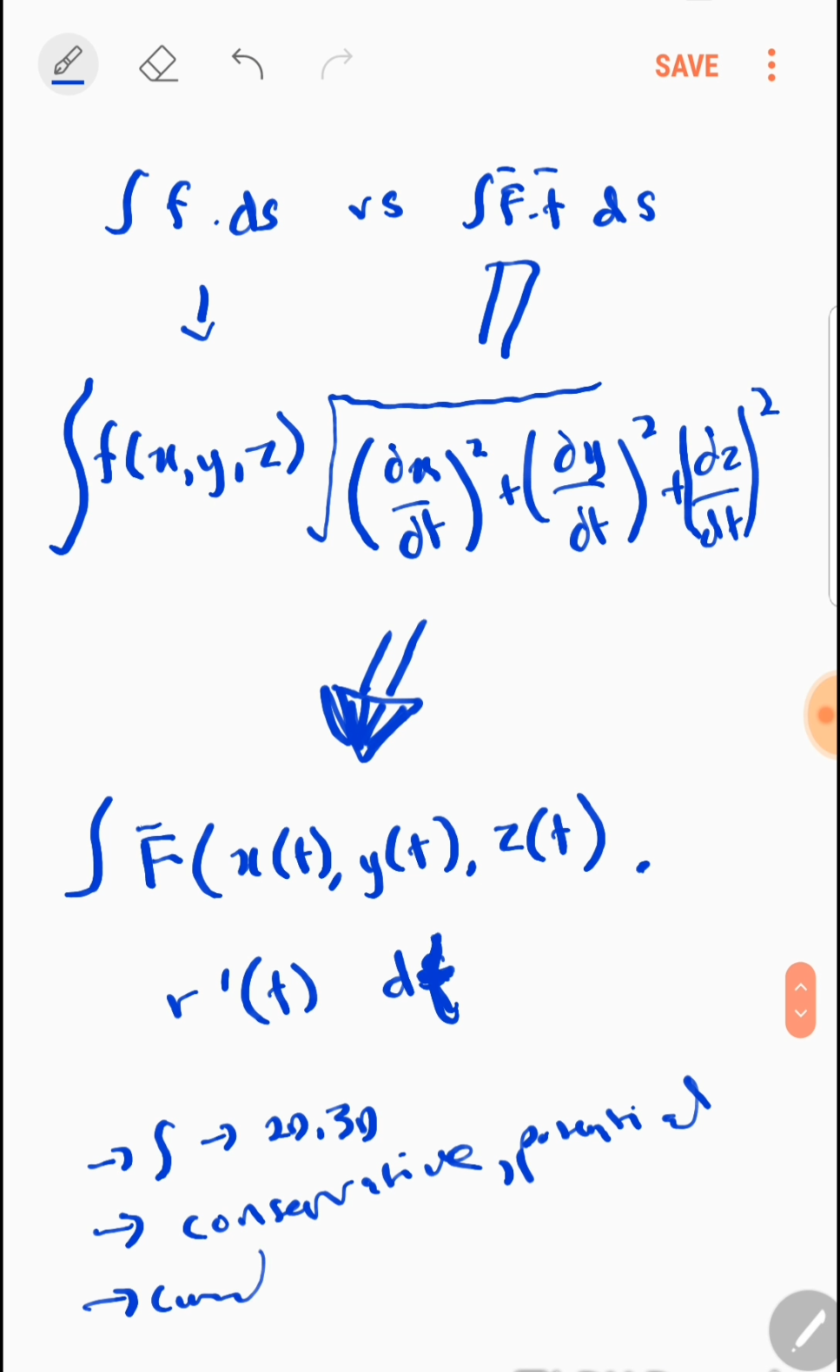Next, we also learned about curl. Curl is basically just our nabla cross f. And then lastly, how do we differentiate your f ds? How do we solve it when we have just a scalar function, and this is actually for our vector function. I'm sure we will look at this in other examples.